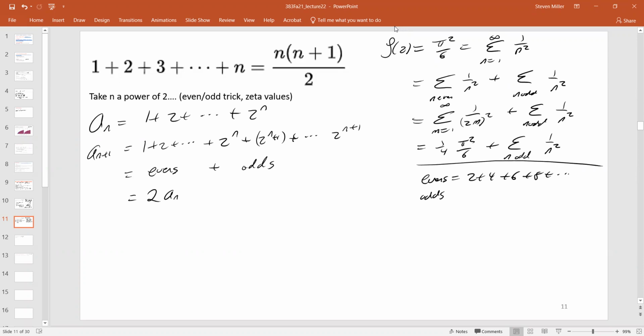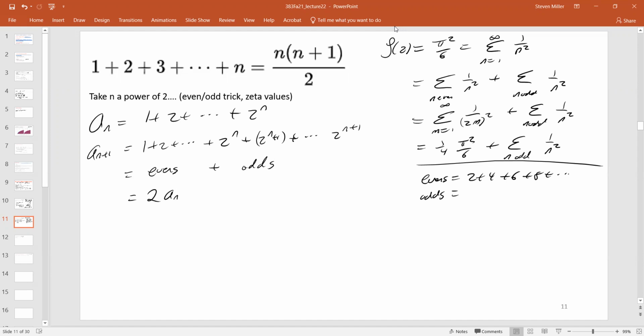And then the odds are equal to what? So what are the odd numbers? This is a prerequisite for the class. What are the odd numbers? Yes, thank you. 1, 3, 5, 7. So does anyone know what the sum of the odds would be?